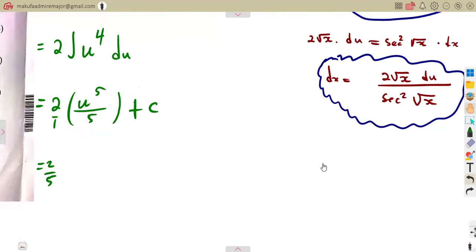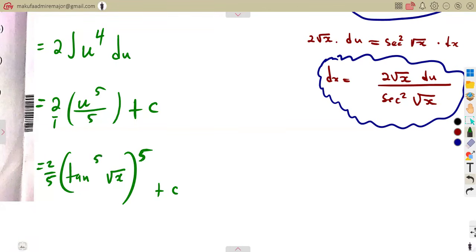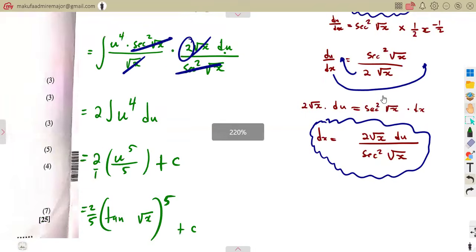All right, how did it go this side? So that's a tan square root of x, but this is being raised to the exponent of 5. You can raise the whole bracket like this to the exponent of 5 plus the constant of integration, or you can just write the power 5 here. It's one and the same. So this is how we're supposed to attempt this question using the substitution method.